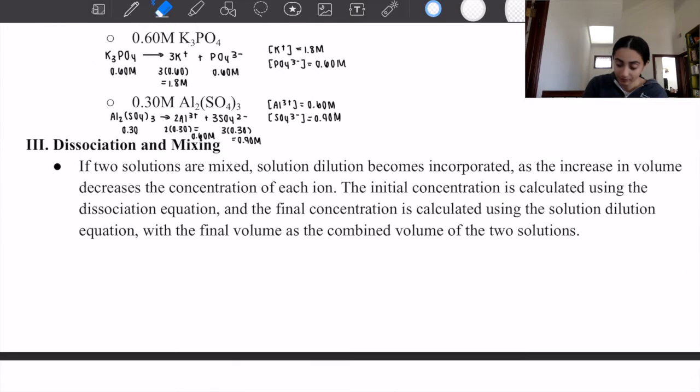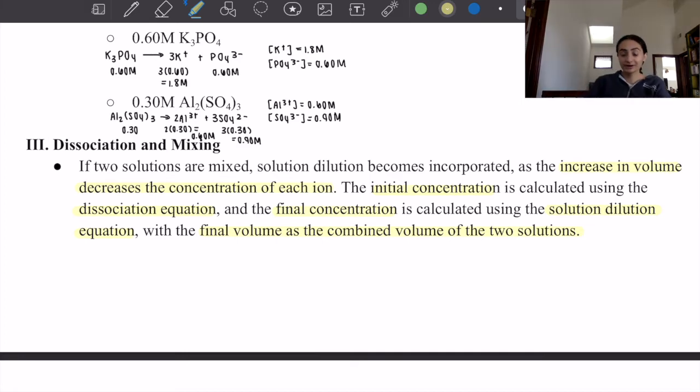So now we are going to move on to dissociation and mixing. So when two solutions are mixed, you have solution dilution, because the volume increases and that decreases the concentration of each ion. So in solution dilution, you have C1V1 and C2V2. So to calculate C1, you use the dissociation equation, and to calculate C2, you use the solution dilution equation, with the final volume as the combined volume of the two solutions.